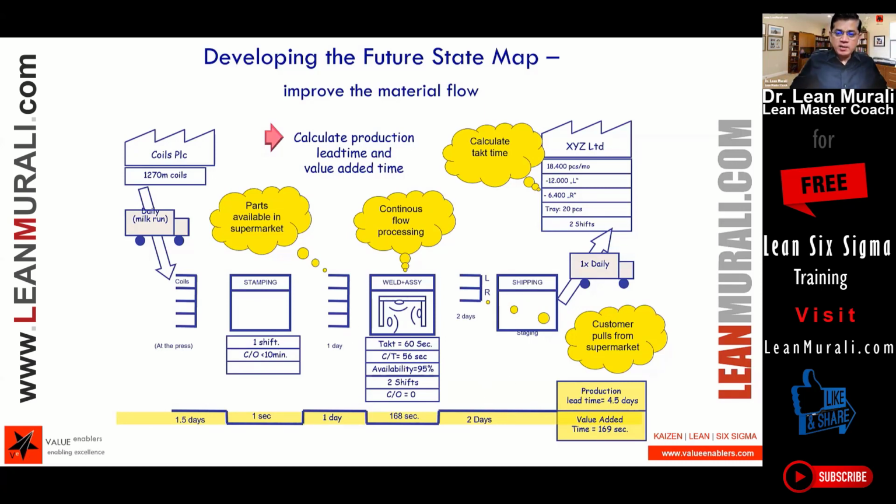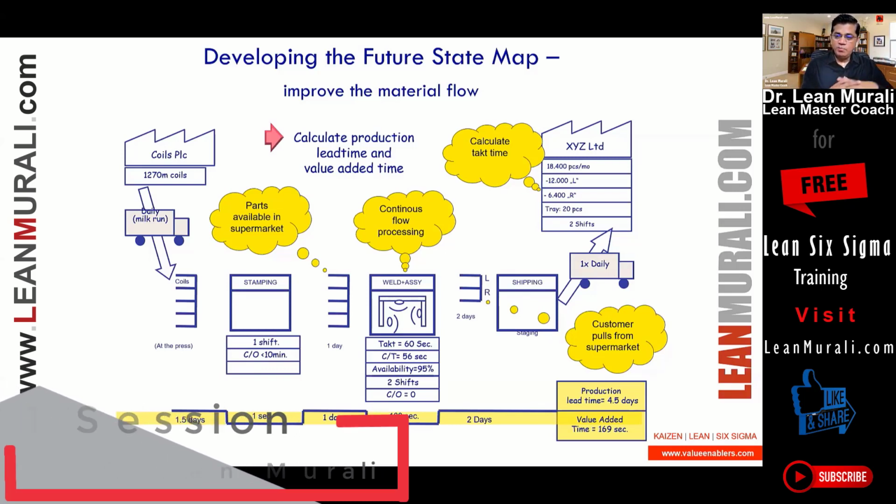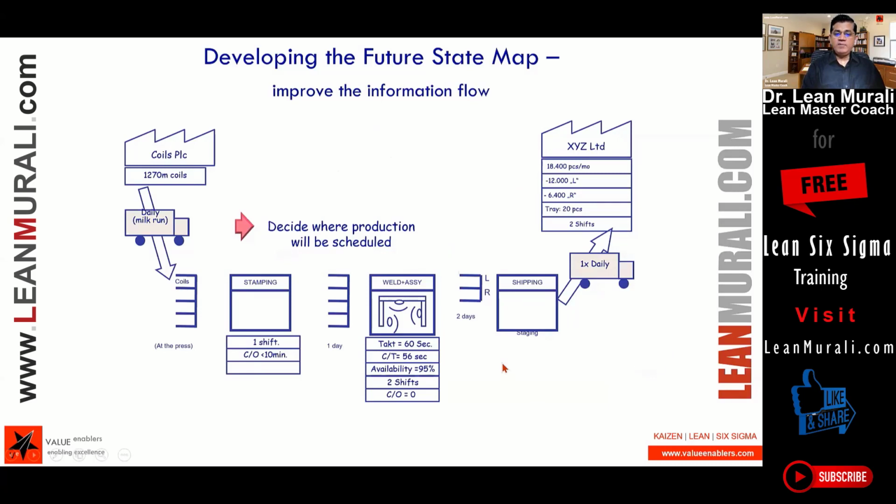It is not actually done, but the team has conceptualized and put on paper that it could be done like this. Are you clear about this? Improvement is still not done. They have put a future state map. We will have a supermarket here. We will combine these 2 welding and assembly processes into a single layout, and all that is put on paper as a blueprint.